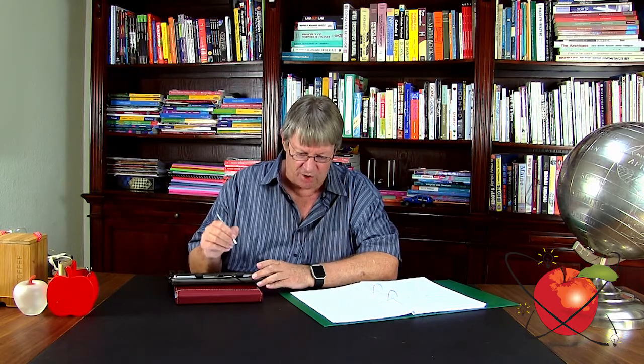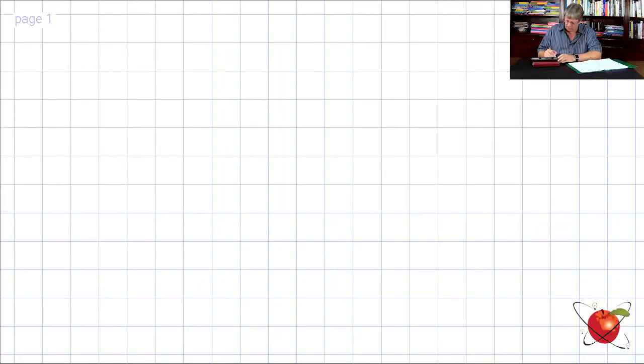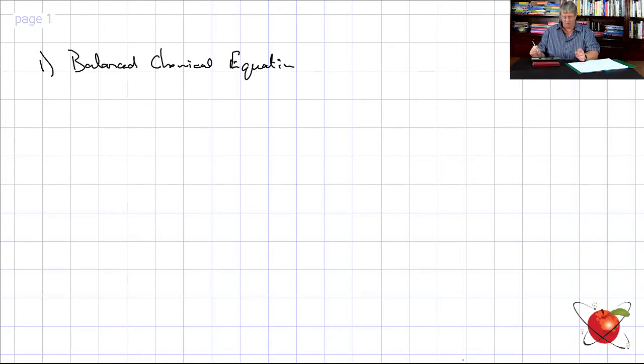Now, I want to always start off, number one, with a balanced chemical equation. All right, remember we note the phases of our reactants and our products, just so that we're aware of what we're mixing here.